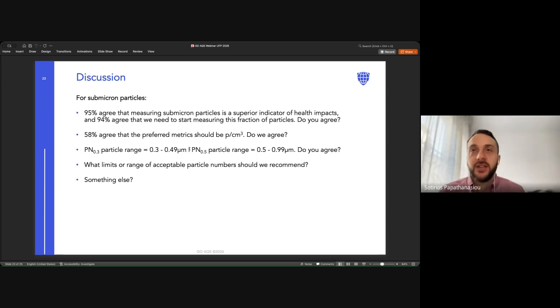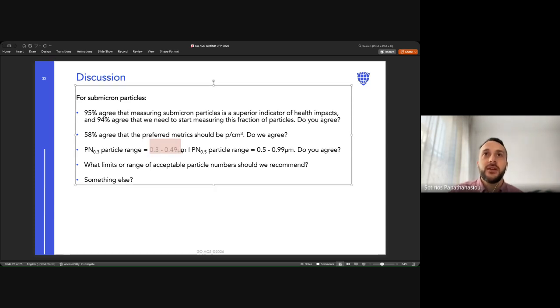But we also have to take into account what instruments out there can do, because SMPSs, correct me if I'm wrong, cannot measure above 300 nanometers, right? So they couldn't see that range of particles, if I'm not mistaken. And again, I'm sure there is an instrument that maybe can do that, but from those that I have used, they measure up to 300 nanometers.